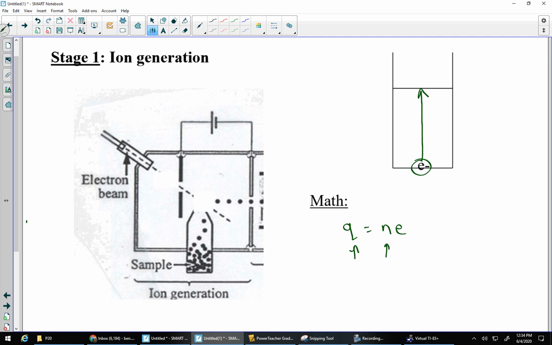N is the number of electrons lost or gained. In this case, lost because we're kicking out those electrons. And E is our elementary charge. So this is the math that tells us about the actual charge in coulombs of one of those ions.